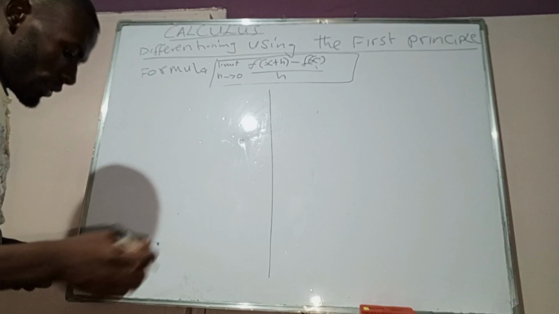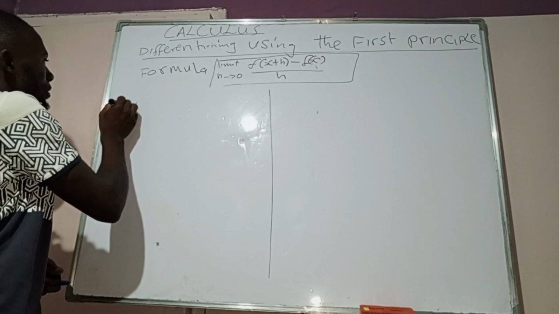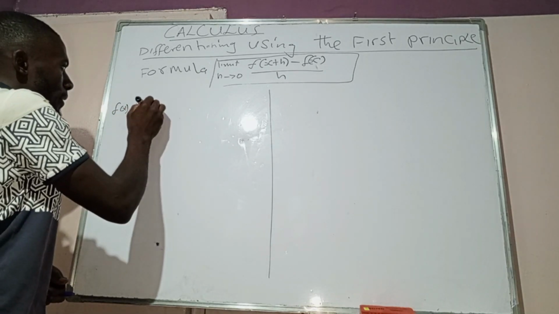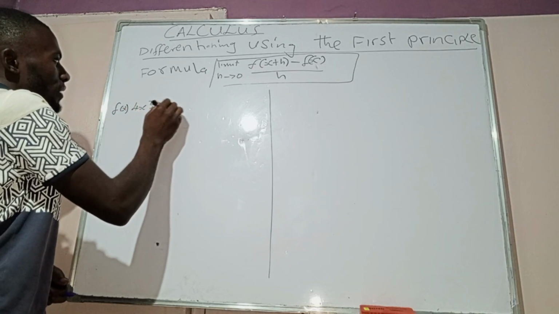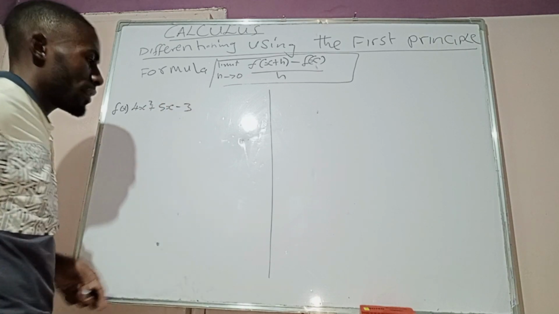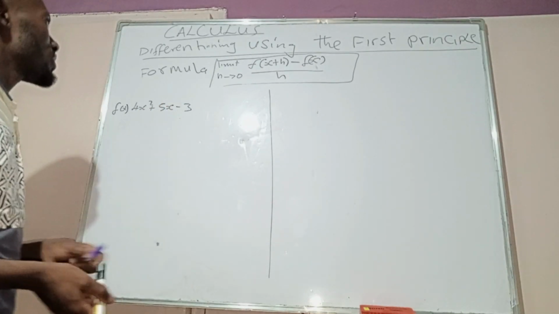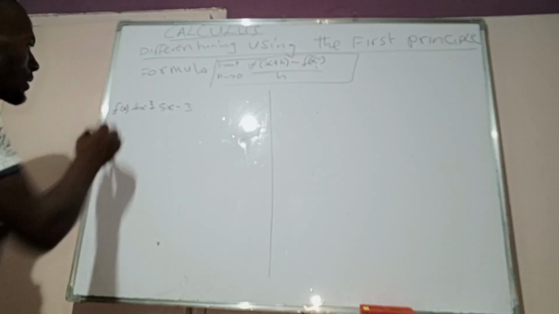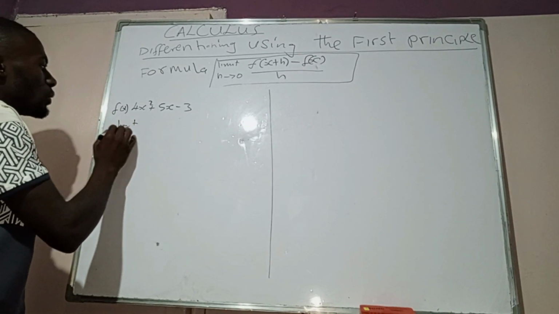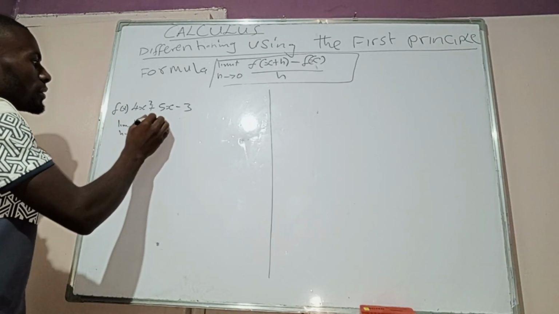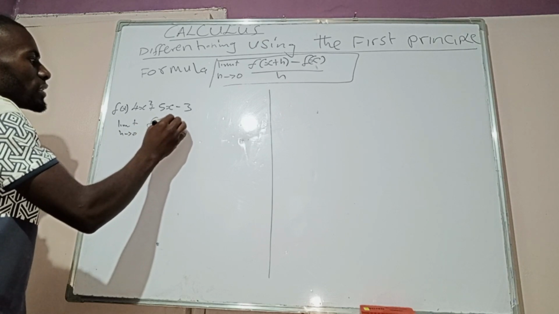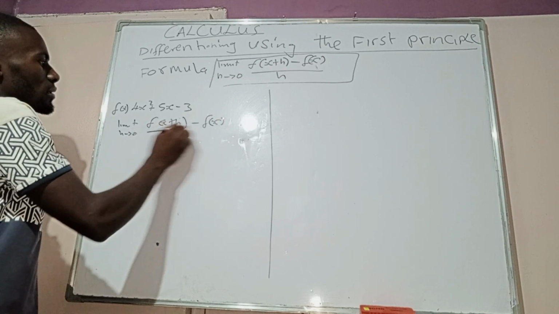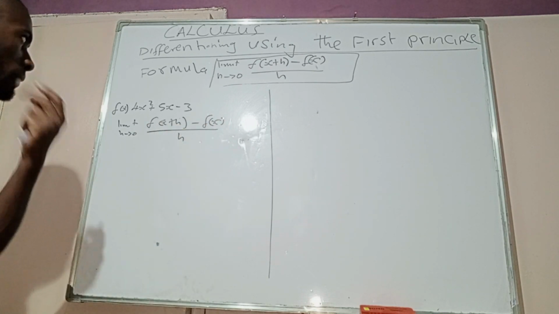For the second example, we have f of x is equal to 4x squared plus 5x minus 3. Differentiate this using the first principle. The way we know, our formula is the limit as h approaches 0 of f of x plus h minus f of x, divided by our h.